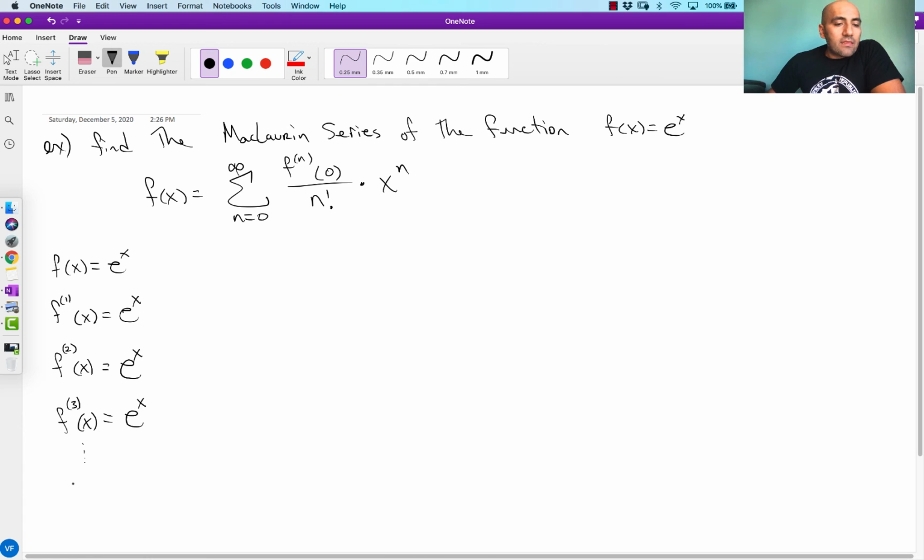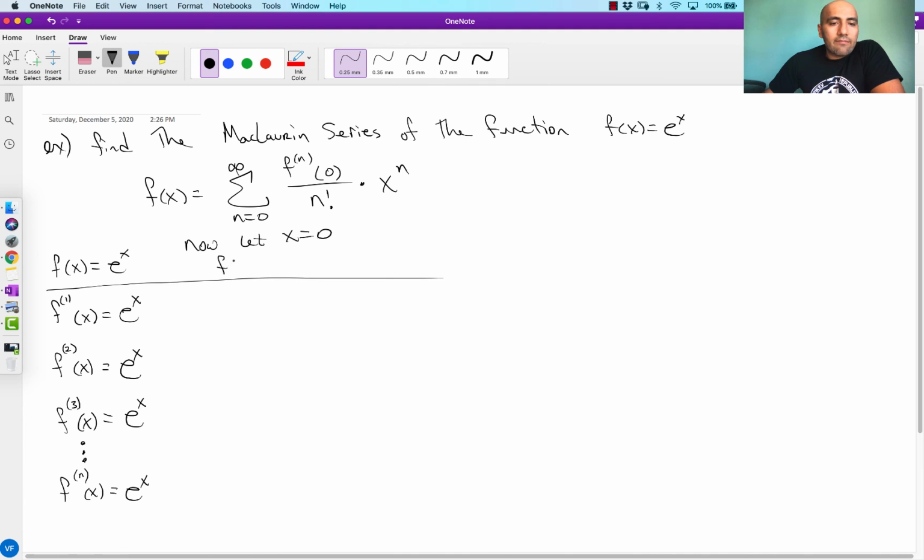So if we go out to the nth derivative of this function, it's still going to be e to the x, right? No matter how many times I take a derivative, I'm just going to keep getting e to the x, e to the x, e to the x, right? All the way down to n and beyond that. Okay, so now for each one of these, I want to evaluate it at 0, right? Because it's the Maclaurin. So let x equal 0, and figure out each one of these values.